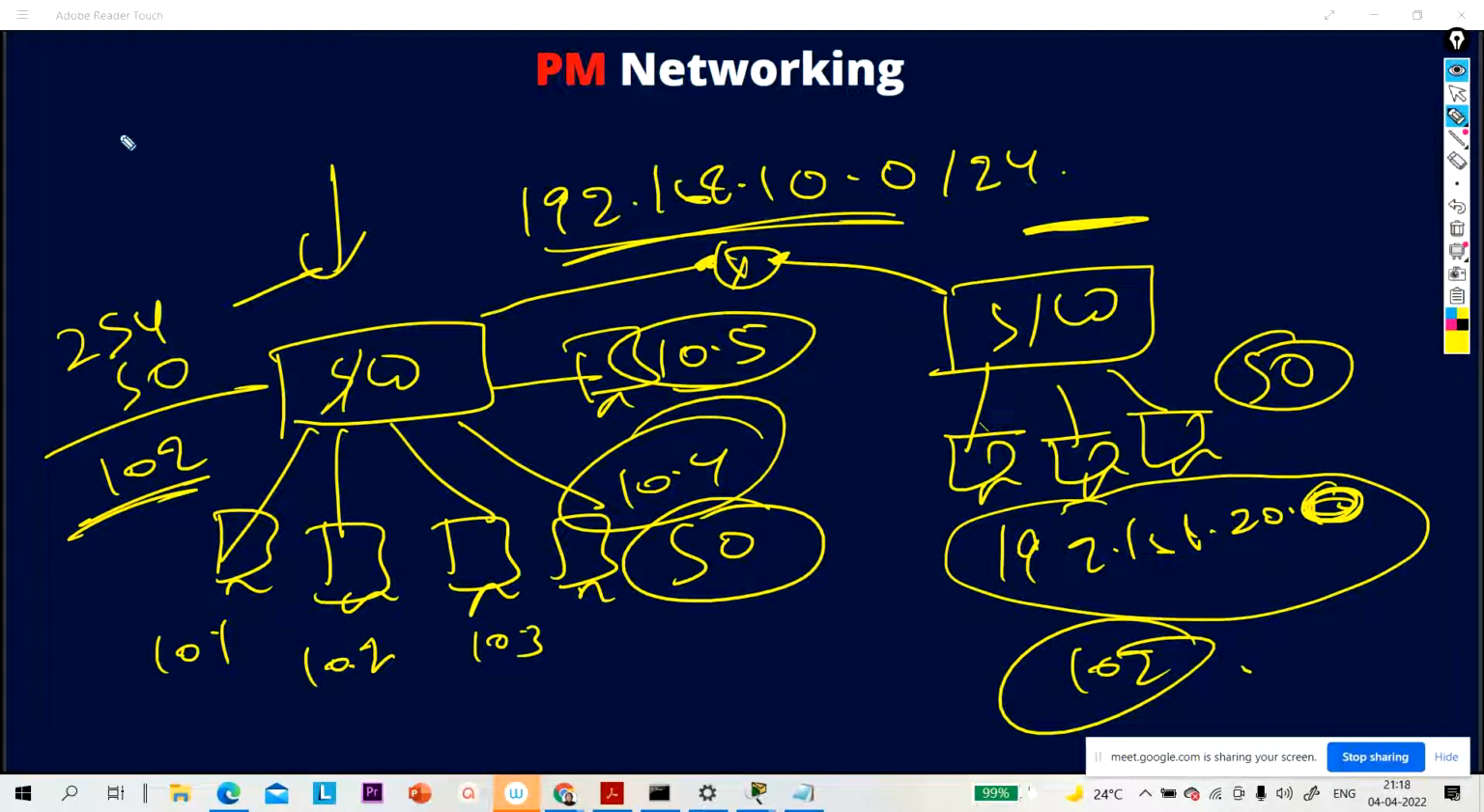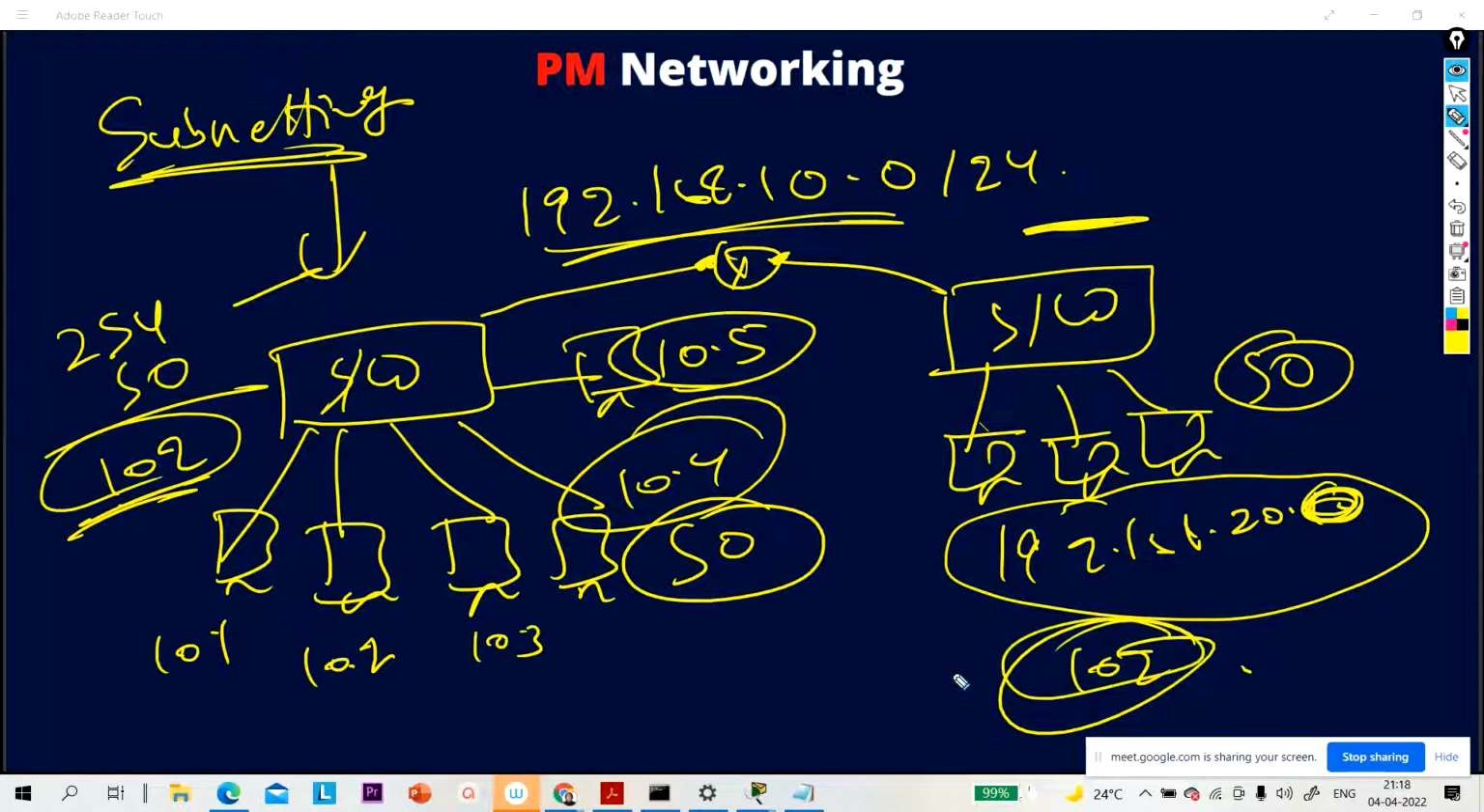But my question is, why did we come up with subnetting? To reduce the wastage of IPv4, right? Because here you can see I am wasting 102 IP addresses. And suppose I have one more network where I am connecting only 10 computers. So I will waste 244 IP addresses in this network as well. So to reduce this wastage, we come up with subnetting.